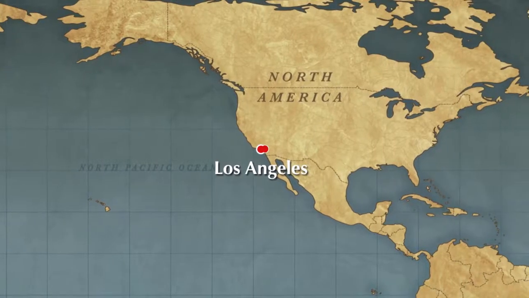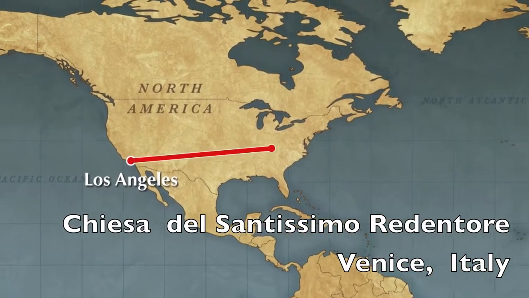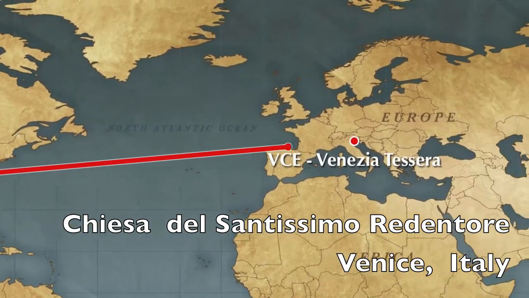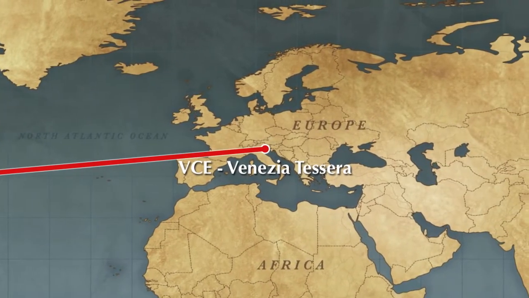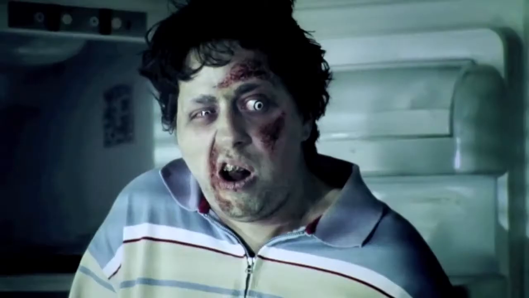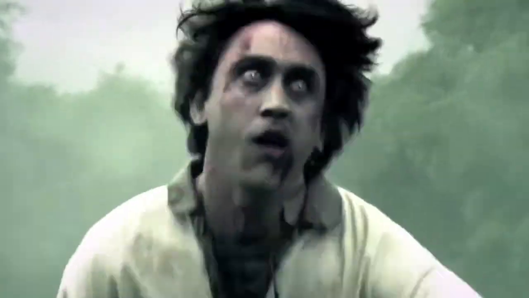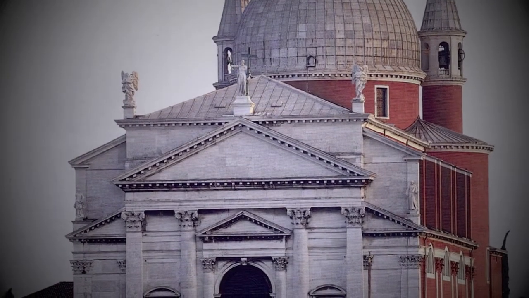Hi, you're going to learn about the Chiesa del Santissimo Redentore, located in Venice, Italy. Italy had faced turbulent times between 1575 and 1577, where the plague swept across the country and claimed more than 40,000 lives. Following the epidemic, the Venetian Senate requested a state commission to have a votive church dedicated to God.